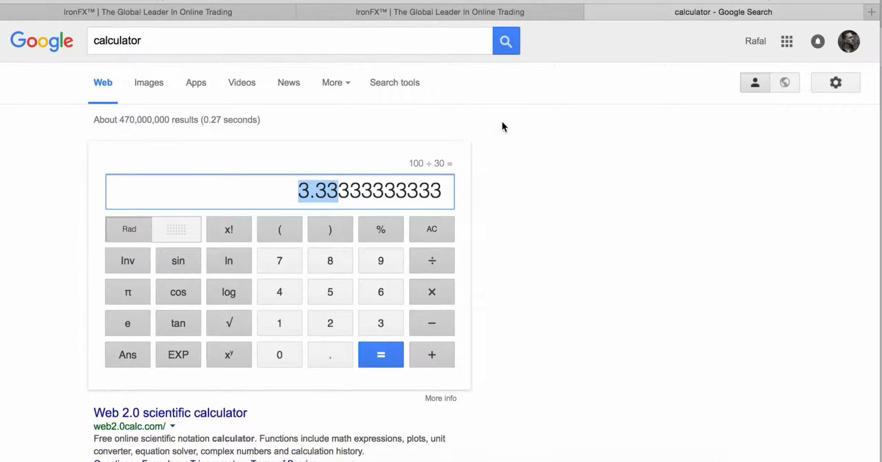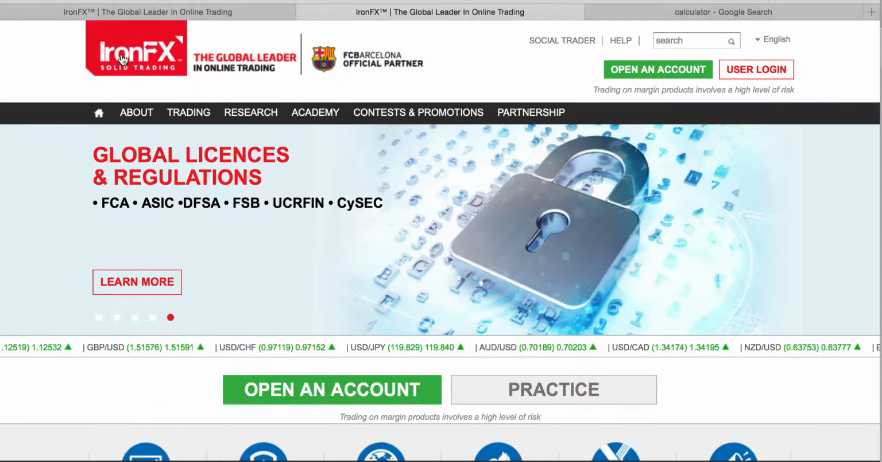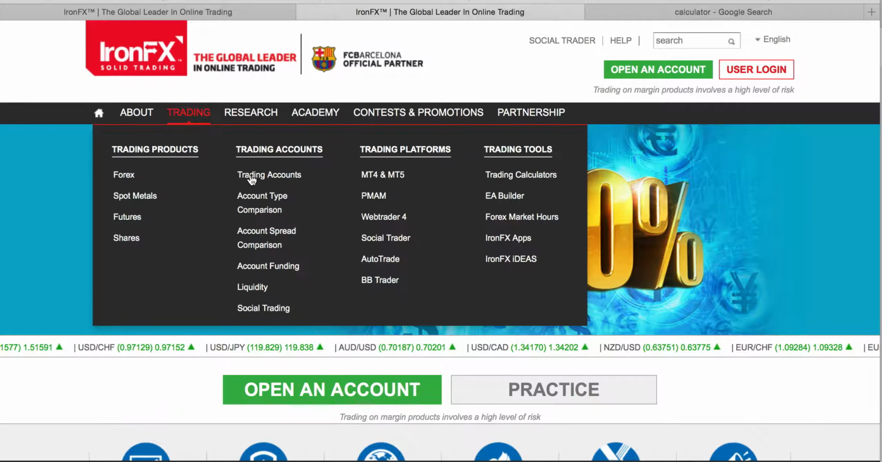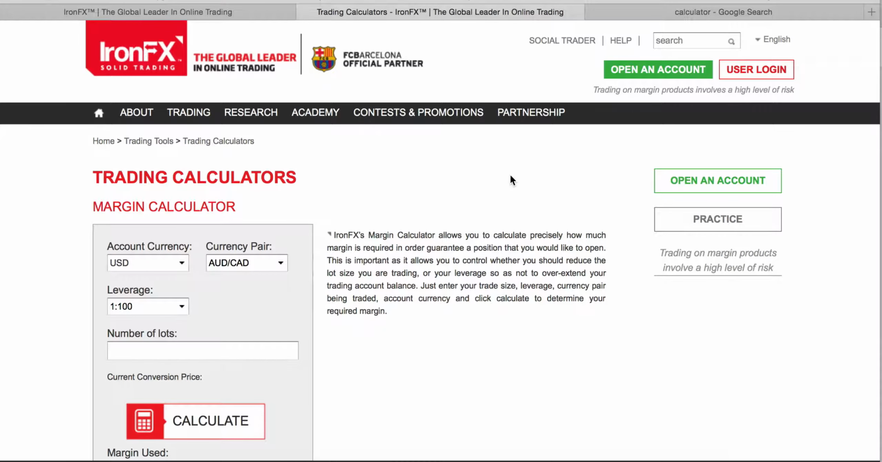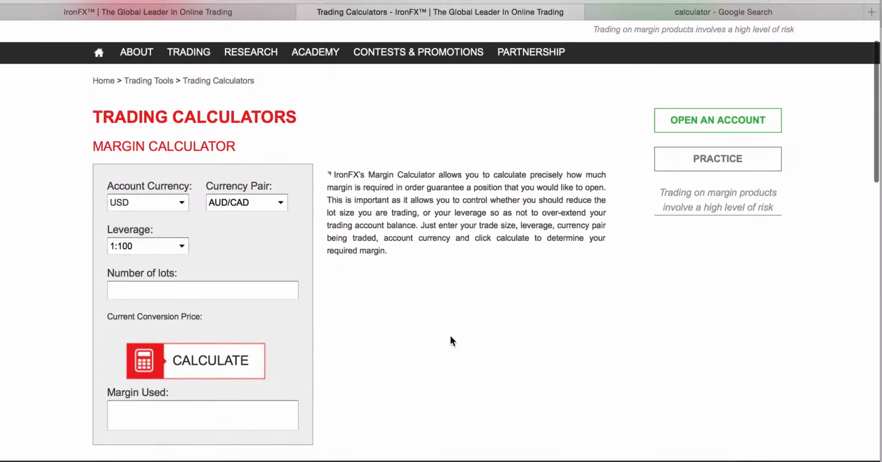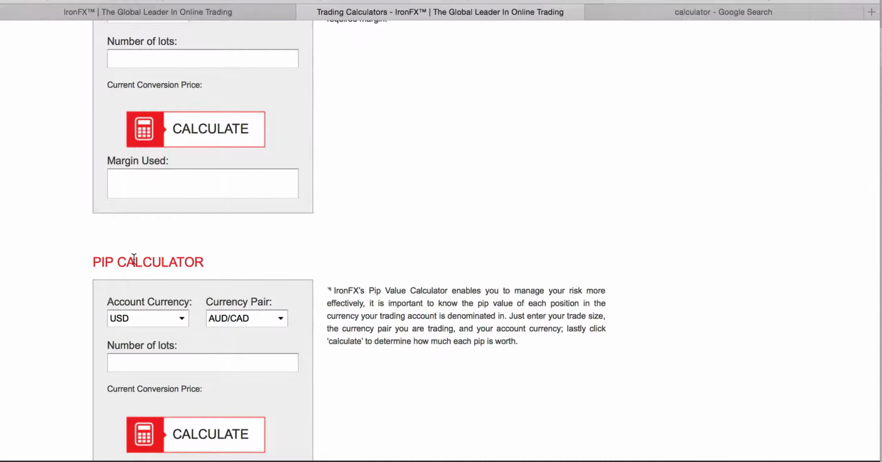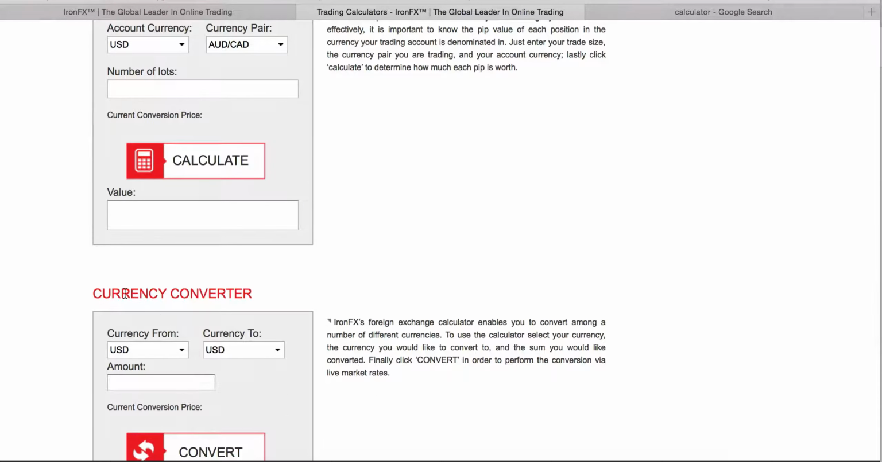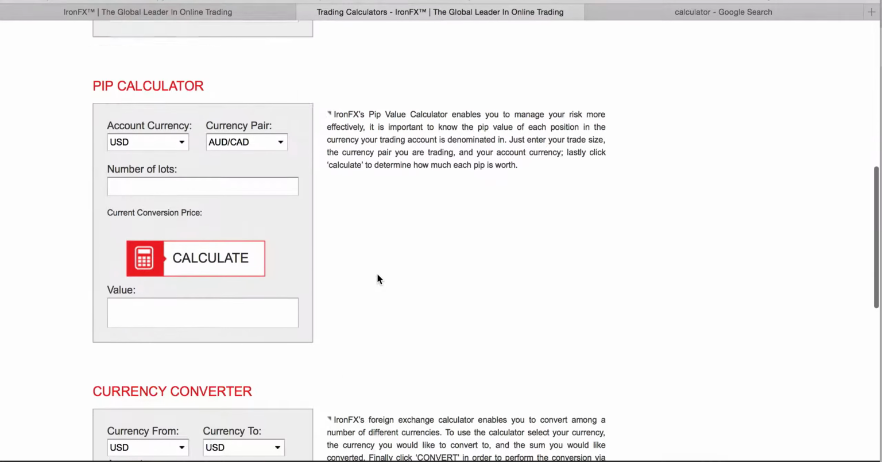To do so we need to go to the main page of IronFX, then go to trading calculators. Now we've got 3 calculators here. One is to calculate margin. Another one is the pip calculator, that's the one we need for this purpose. And another one is the currency converter.